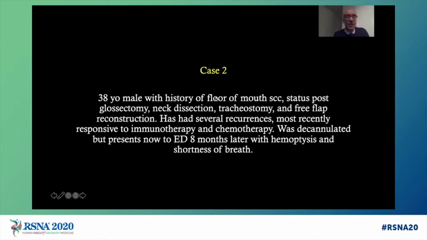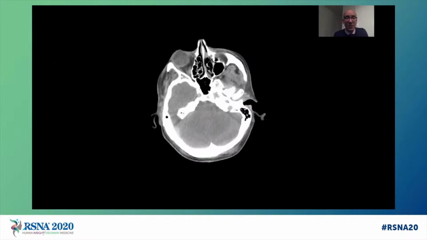Another patient, 38-year-old man who had had a floor of mouth squamous cell, and then had glossectomy, neck dissection, tracheostomy, flap reconstruction, then several recurrences, but had recently been doing well, such that his tracheostomy was removed. He came to the ED 8 months after that with hemoptysis and shortness of breath.